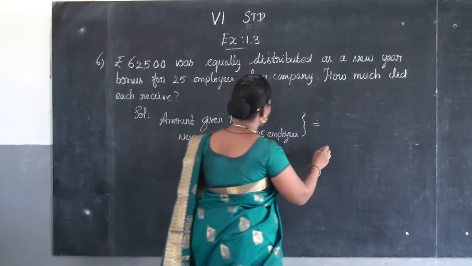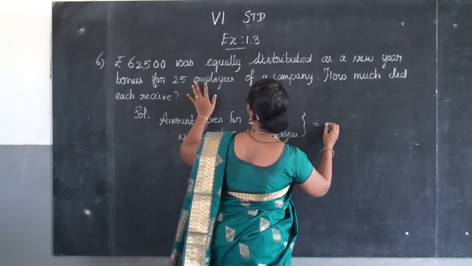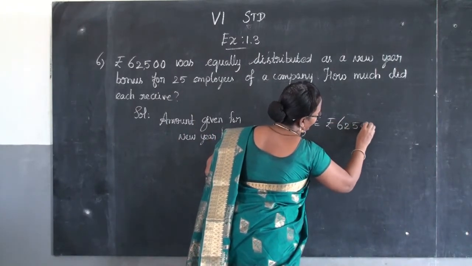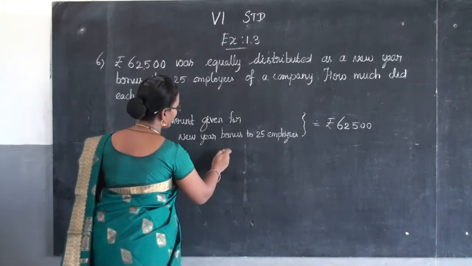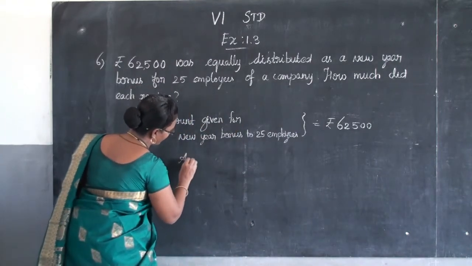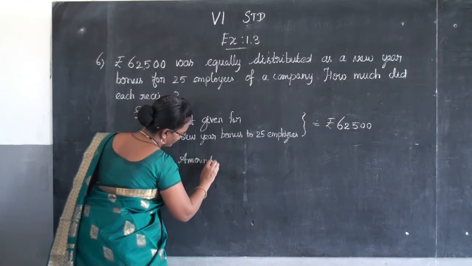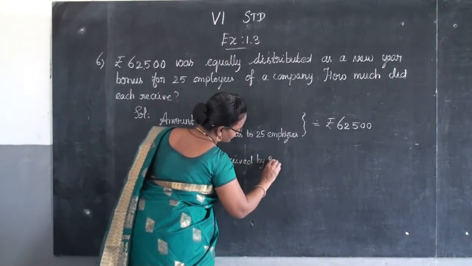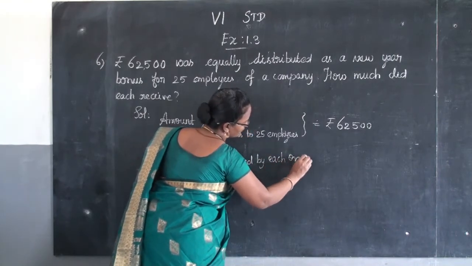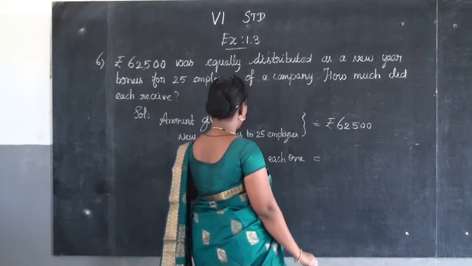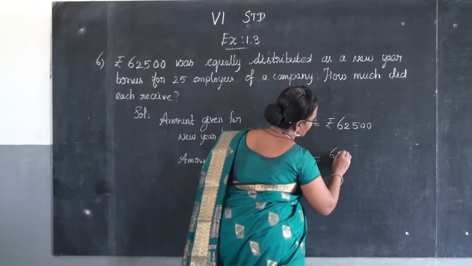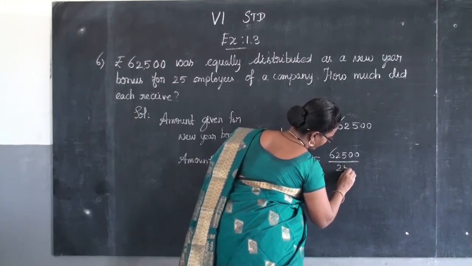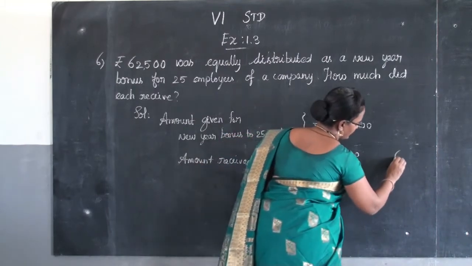Amount given for new year bonus to 25 employees, totally 62,500 rupees. So the amount received by each one means we divide by 25. This is the division.